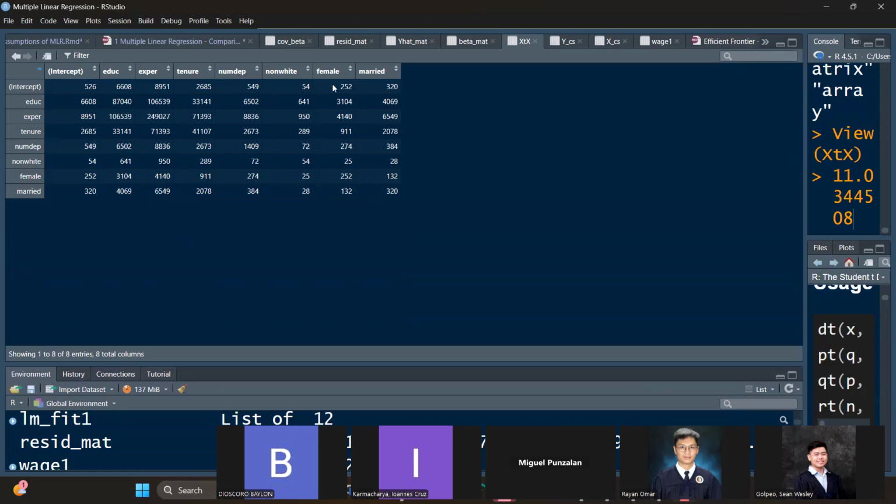Intercept, education. Okay, these are your parameters, including the intercept. So this is p by p, this is 8 by 8. And later on, when we multiply it to the x transpose times y, it will now become a p by 1. Okay, so one column only with all the p's, with all your betas. That's what we need, class. That's what we want.